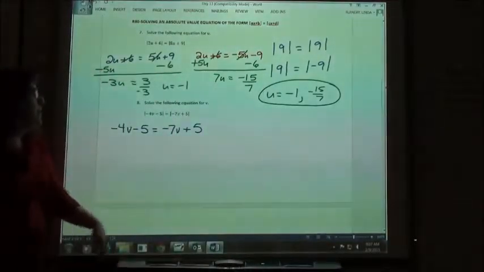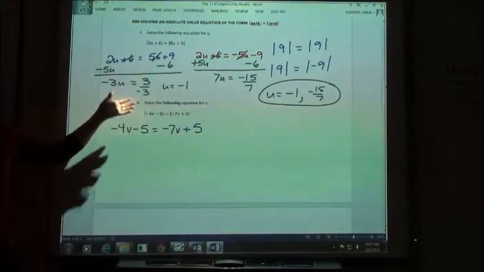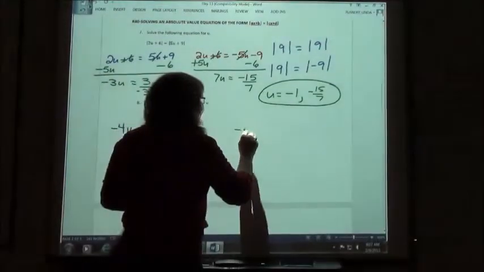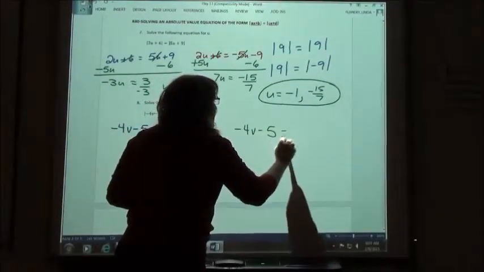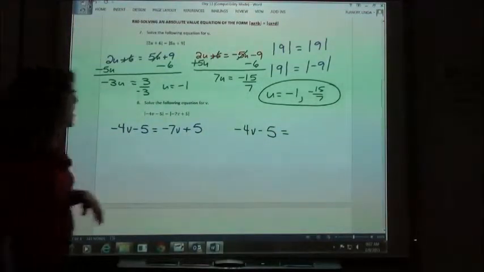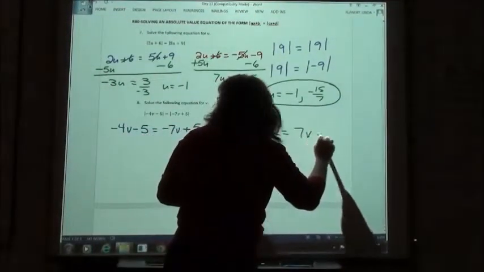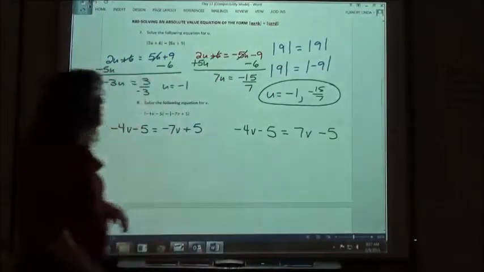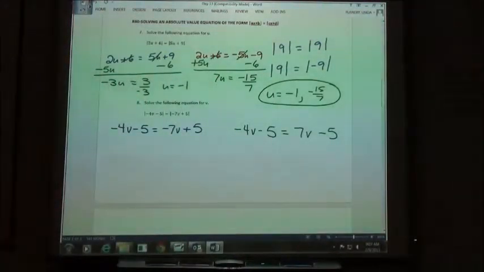On the other one, I'm going to leave one of them alone. I usually leave the first one alone. So negative 4v minus 5. And I'm going to do the opposite of the other one. So I'm going to make that a positive 7v and a minus 5. So 7v minus 5. And then I have to solve both of my equations.